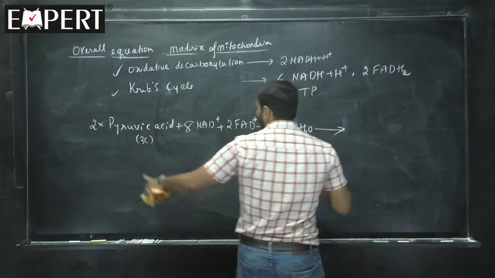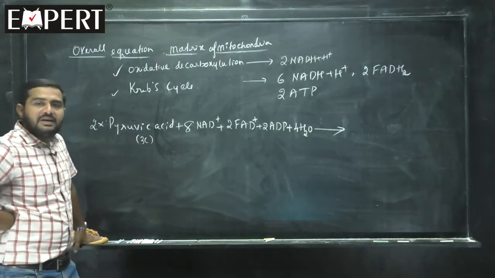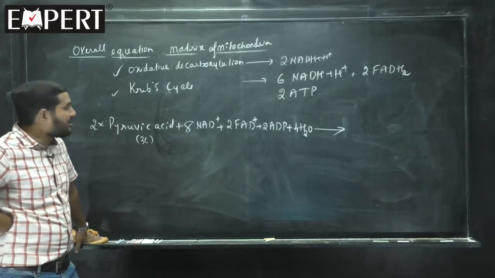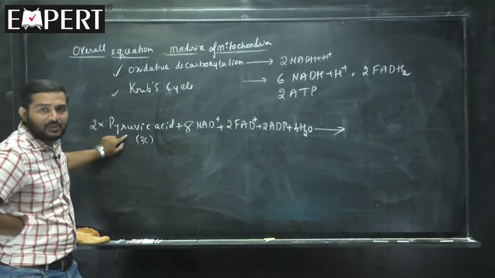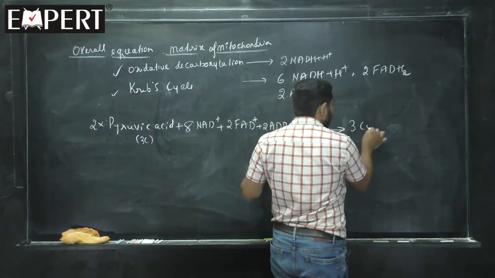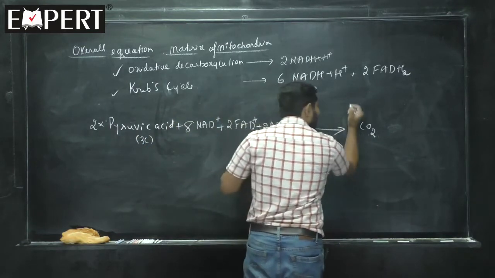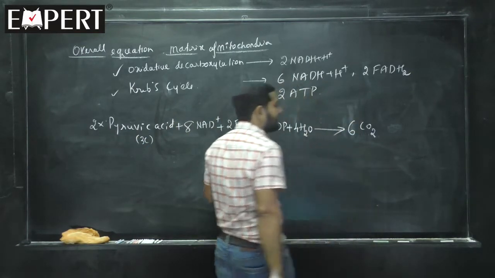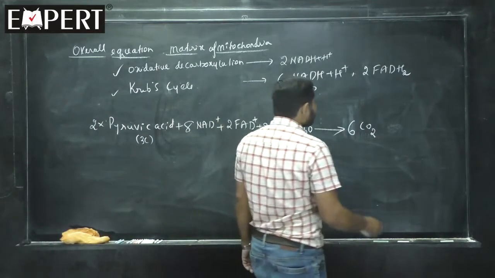It is a complete oxidation, but the fermentation was incomplete oxidation. What is a complete oxidation? All carbons of pyruvic acid are going to be broken. So, there is a production of 3 carbon dioxide. Since there are 2 pyruvic acid, I can write 6 carbon dioxide.